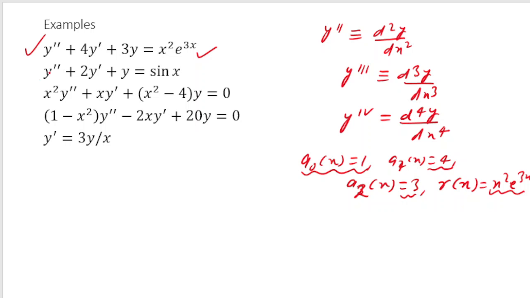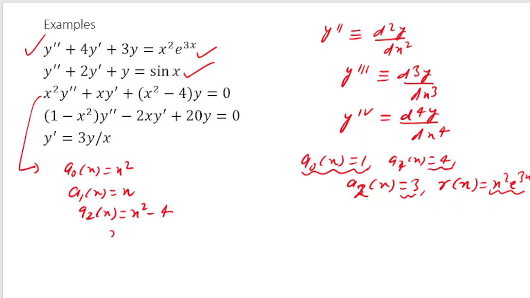Similarly, if you look at this example, this is a linear differential equation of order 2. Here, if you look at the third example, the coefficients are: a naught x is x square, a1x is x, and a2x is x square minus 4. And what is the right hand side? Right hand side r x is equal to 0. So this is a homogeneous linear differential equation, right? And in this case, the order of the differential equation is 2. So all these are examples of second order linear differential equations.